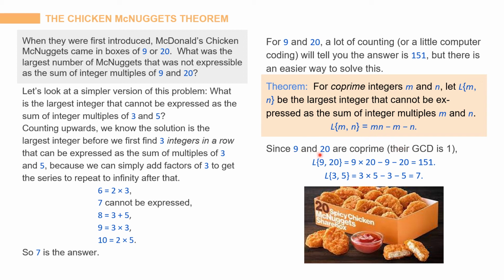So 9 and 20 are coprime. The L, the largest integer that cannot be expressed as integer multiples of 9 and 20 using this theorem, is 9 times 20 minus 9 minus 20, which is 151. Using the example of 3 and 5, which are also coprime, 3 times 5 minus 3 minus 5 equals 7.